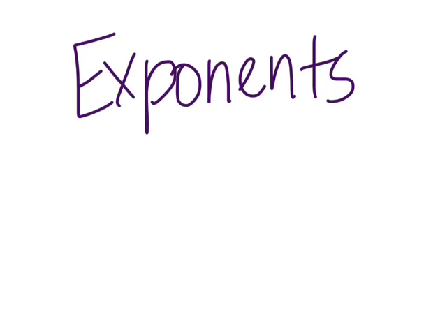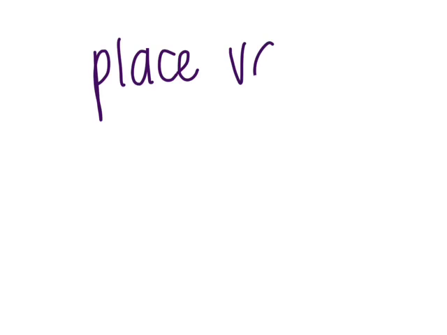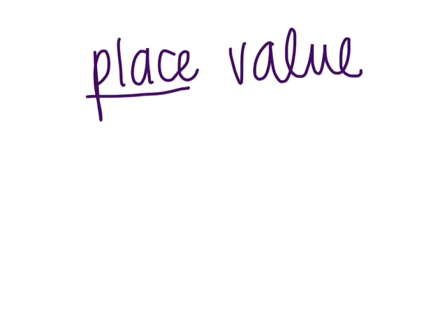Okay, guys, today we're going to look at exponents, which are when you have a number that has a smaller number up in the air beside it. This is called an exponent. When we do this, we're really only looking at place value. And the exponent is going to tell you the place of the number.